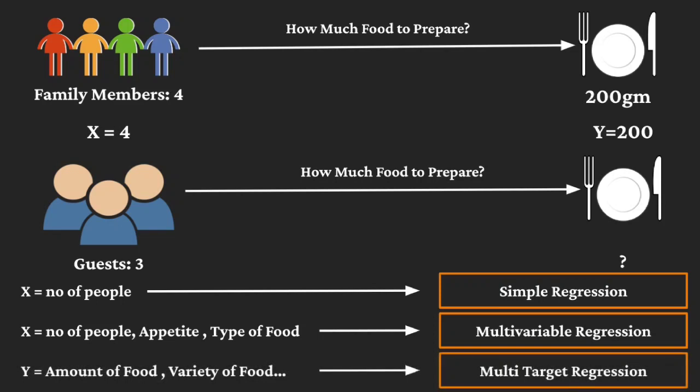And if there are multiple y's she needs to predict, for example, the amount of food she will need, variety of food she will need, how much time it will require her to prepare, how many basic resources she will need. She needs to predict multiple things, i.e. one or multiple x and multiple y's. With multiple y's, we call it a multi-target regression. When you have to predict multiple outputs, then we call it multi-target or multi-output regression.